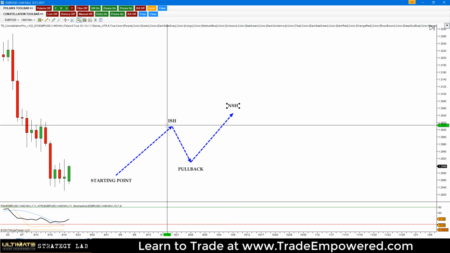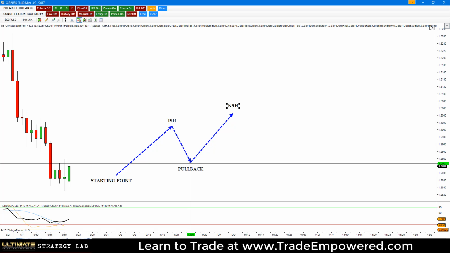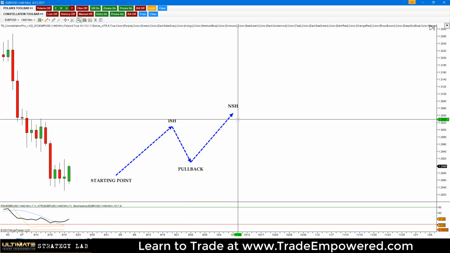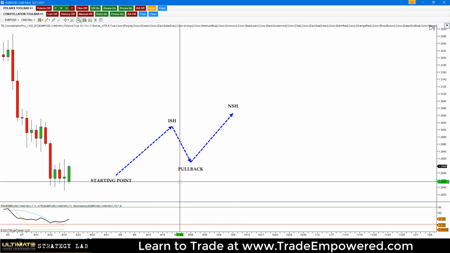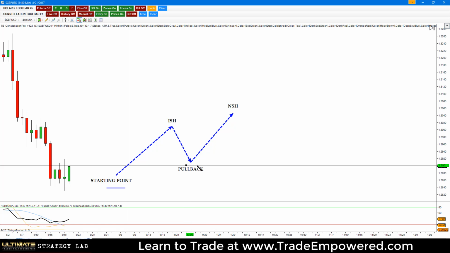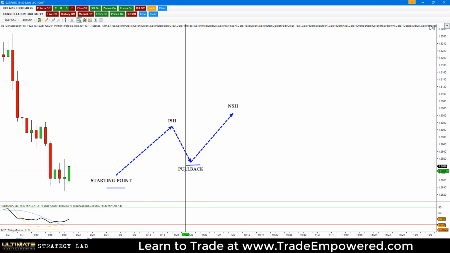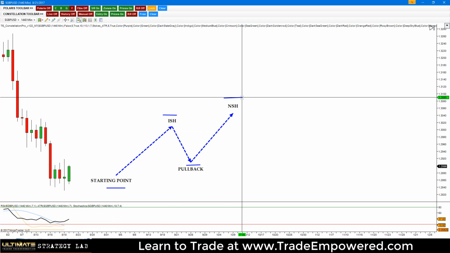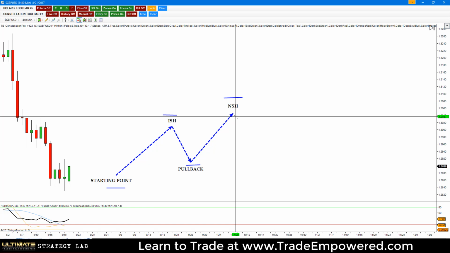1, the move up. 2, the retracement back. 3, the creation of a new structure high. And you can see in this point, the market is creating higher lows. This low is higher than this low, and it's also creating higher highs. And as long as we're continuing that series of creating higher highs and higher lows, we are in a bullish trend.